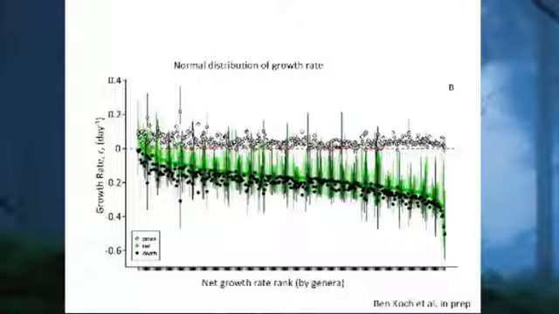Here's one example of a community where we've partitioned out these different growth rates. So this is gross growth rate or birth rate. The black is death, nice morbid color choice for death, right? And the green is the net, the balance between them. And this is a community right after a simulated rain event.